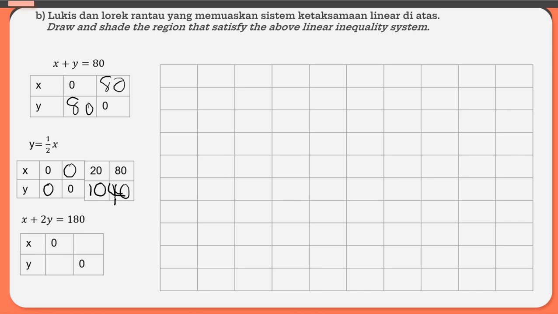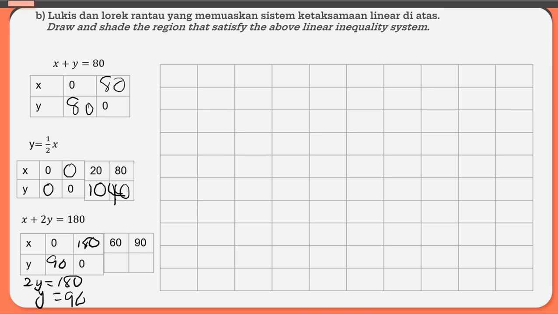Alright, and the third one, intercept. When x equals 0, you get 2y equals 180. So definitely y equals 90. And then when y equals 0, definitely x equals 180. Okay, but I think this value 180 is too big for the scale here. So I add like 2 more numbers, below 180.